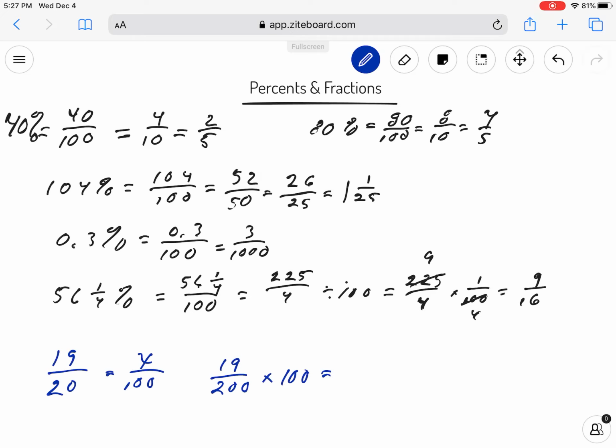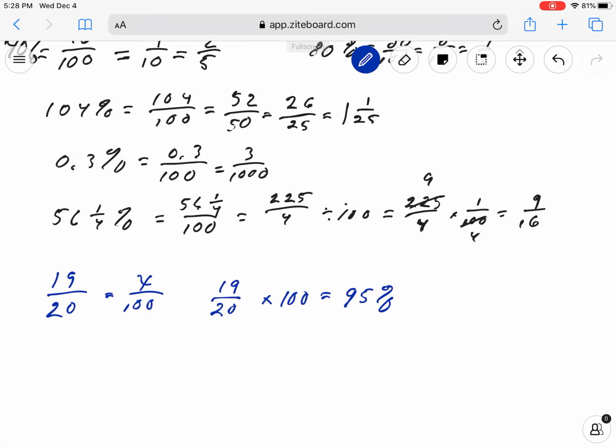19 times 100, so that's 1900, and divided by 20. I wrote 200, I should have written just 20. Divided by 20. And that's 95%. It'd be 95 over 100, but it's actually 95%, right? Because my x is the 95. And so 95 over 100, and that's 95%. Let's look at another one.